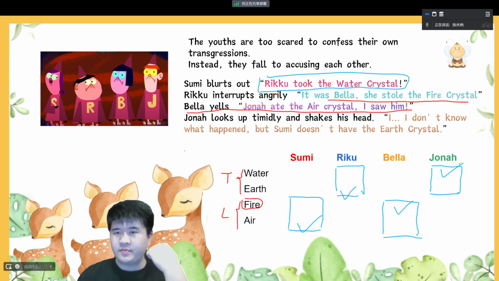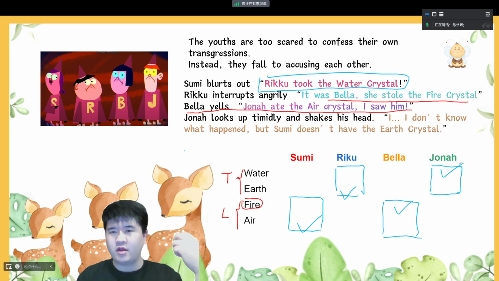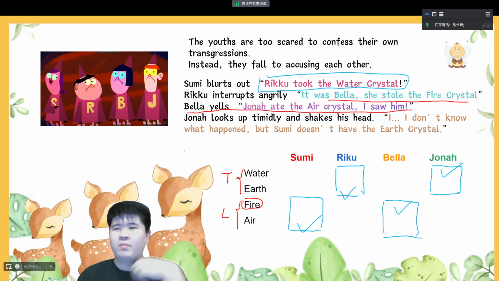So this is a very interesting question, and this kind of question helps a lot in developing our minds. If you have time, you can try to find more questions like this for practice.